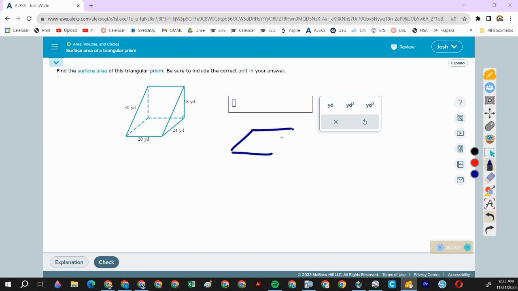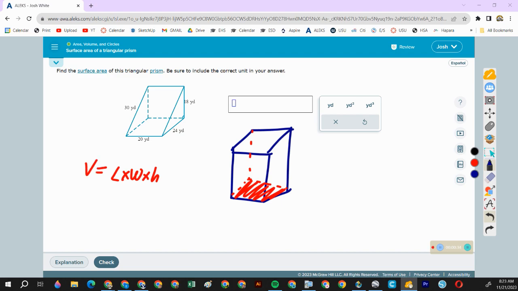If I had a rectangular prism, the volume is length times width times height. Or another way to think of it is, if we find the area of the base and then multiply it by the height, that will give me the volume of the entire figure. And that's actually true of any three-dimensional shape as long as the sides are straight.